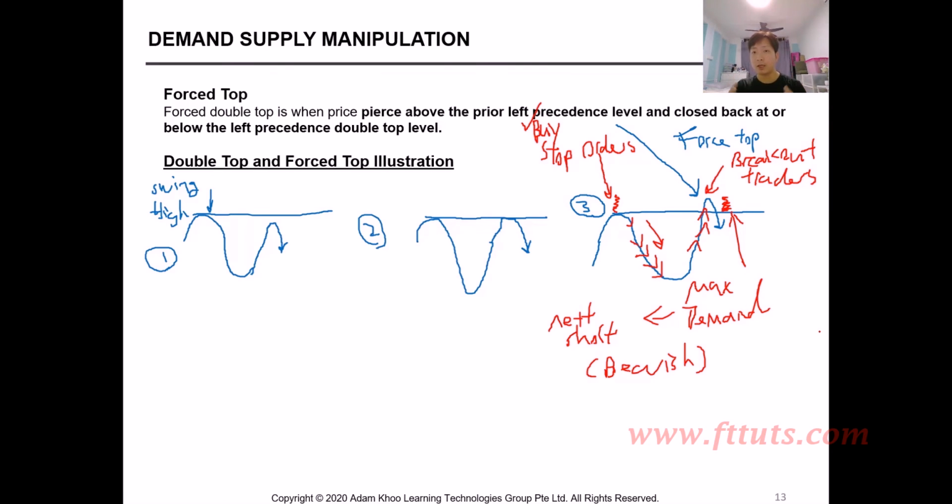So over here, understand that a false stop is basically market makers establishing net short positions, which is bearish. That's when maximum demand occurs in the chart, just above the swing high level.